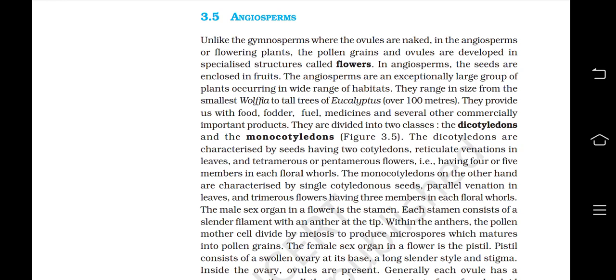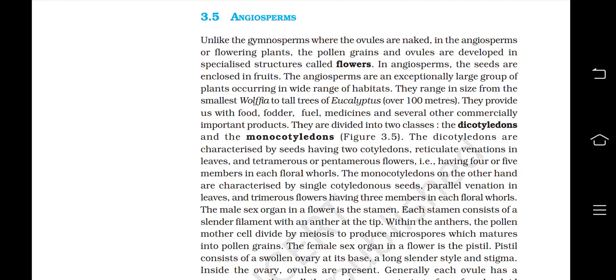The angiosperms are an exceptionally large group of plants occurring in a wide range of habitats. They range in size from the smallest Wolffia to the tallest trees of Eucalyptus, over 100 meters. They provide us with food, fodder, fuel, medicines and several other commercially important products. They are divided into two classes, the dicotyledons and the monocotyledons.